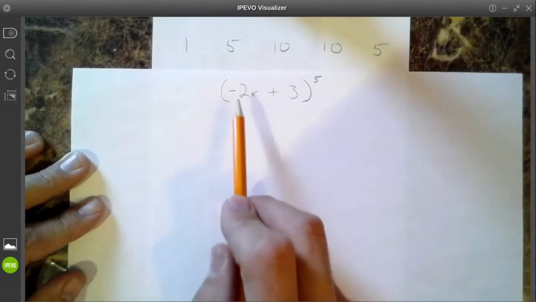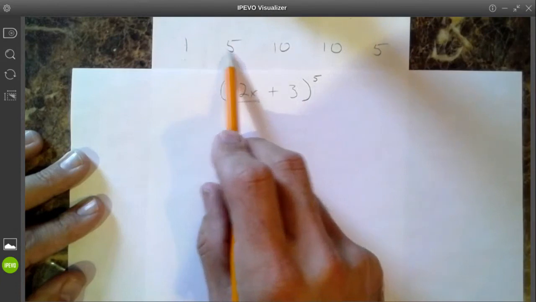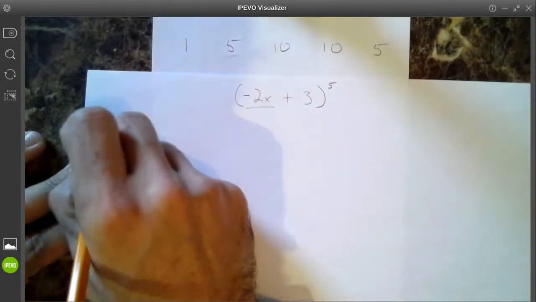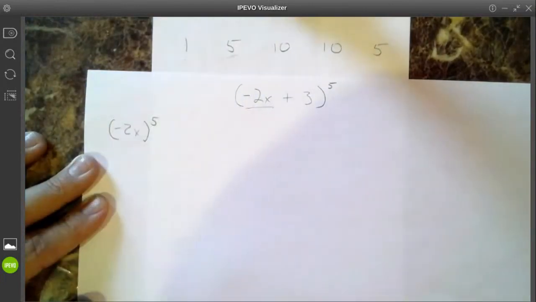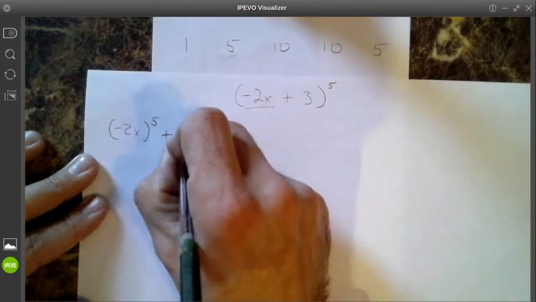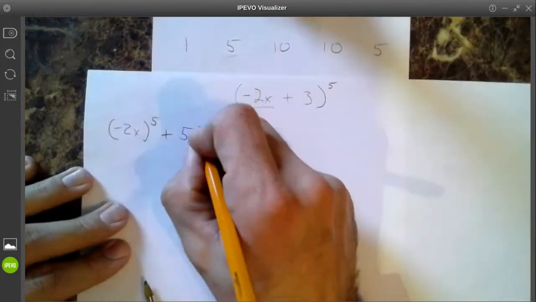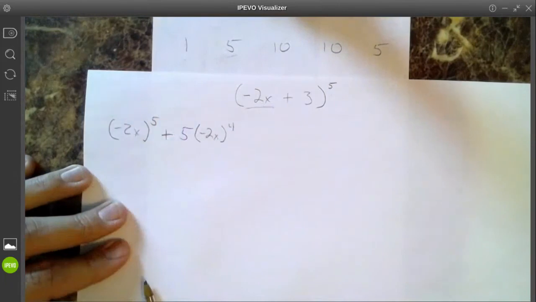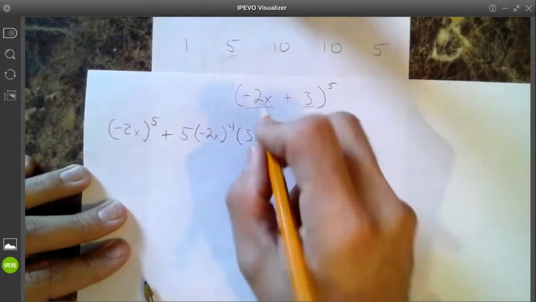Our first term is going to be this part to the fifth power. So I'm on my fifth row already, so make sure you go down to that fifth row on Pascal's triangle. So we're going to have negative 2x to the fifth power, and then plus our coefficient, which is a 5 this time, and then it's going to be a negative 2x to the fourth power and a 3 right here to the first power.